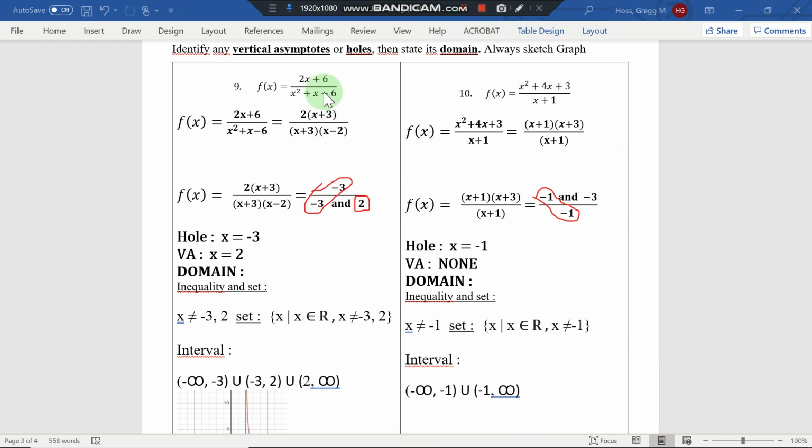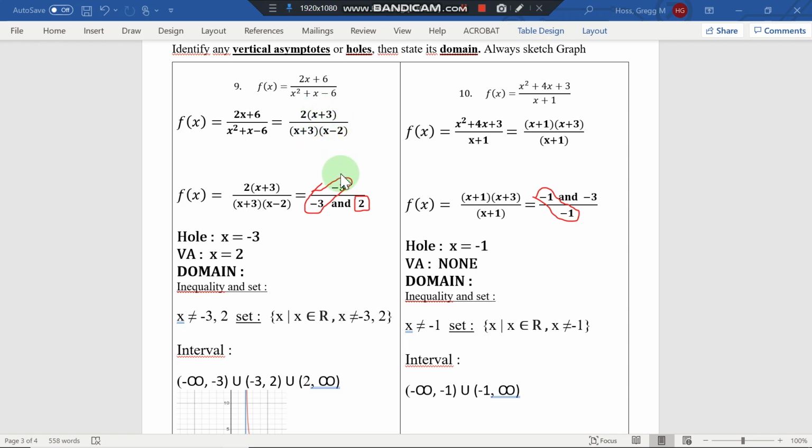So our next equation is 2x plus 6 over x squared plus x minus 6. The numerator factored would be 2 times x plus 3. 2 times x is 2x. 2 times 3 is 6. The denominator factored would be x plus 3 times x minus 2.